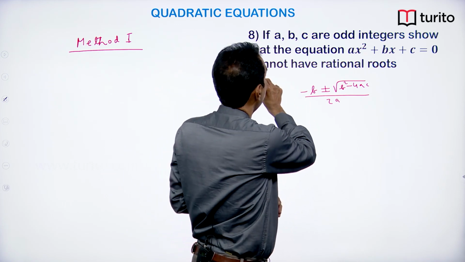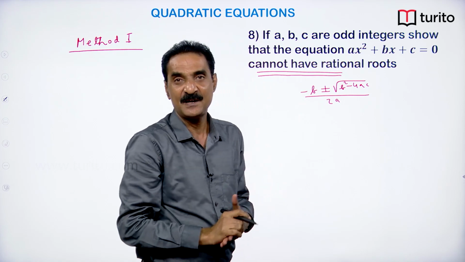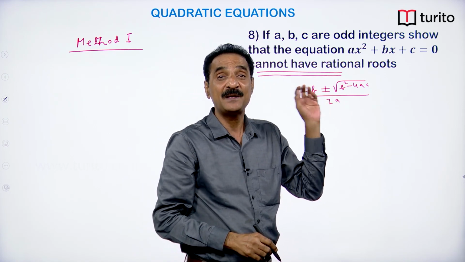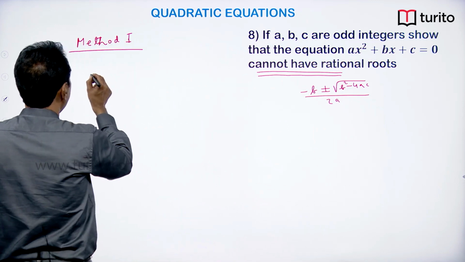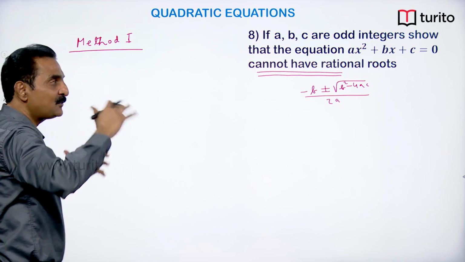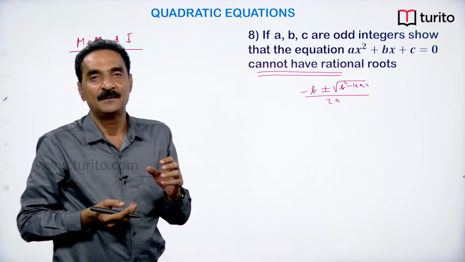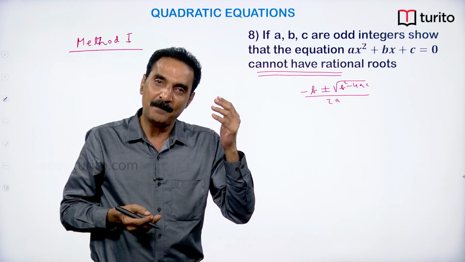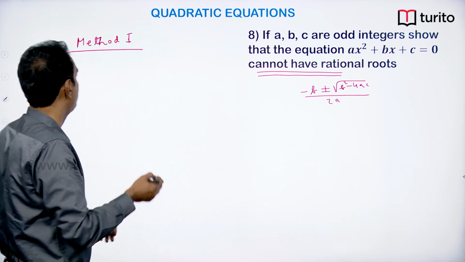Here we have to prove that the roots cannot be rational. That means we have to prove that b square minus 4ac cannot be a perfect square. Okay. So, take b square minus 4ac. I am going to prove this with contradiction. Means I will assume that b square minus 4ac is a perfect square. Finally, let us see what happens.